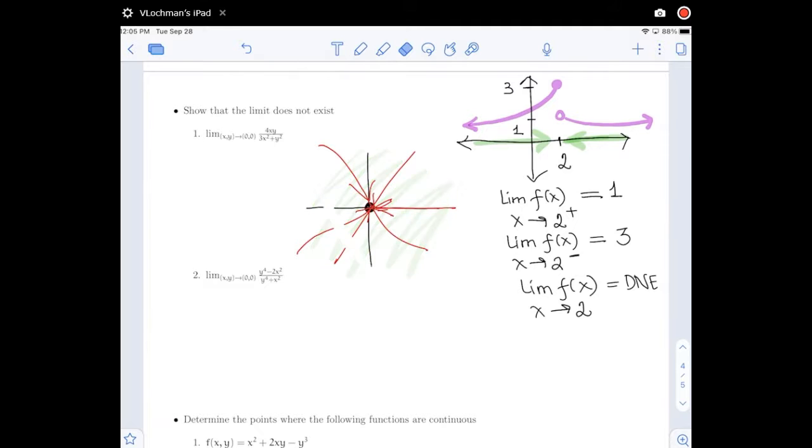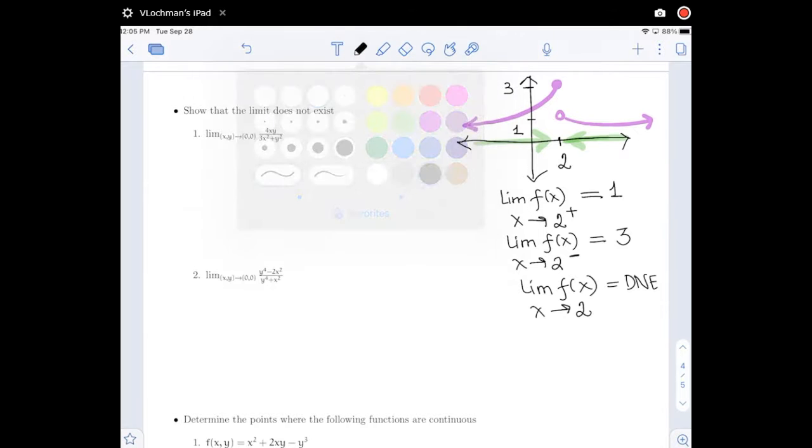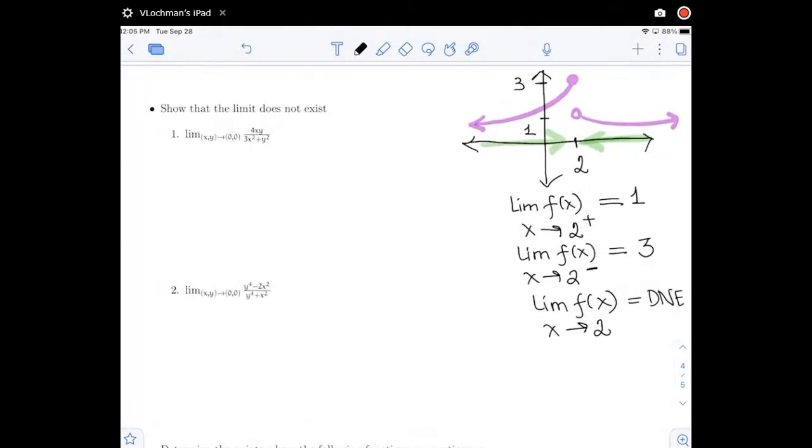Let me go ahead and remove this because I need some space here to make solutions. So these 2 problems say show that the limit does not exist. I am telling you it doesn't exist. It's a fact. We just need to show that it doesn't. All right. How do we do it?